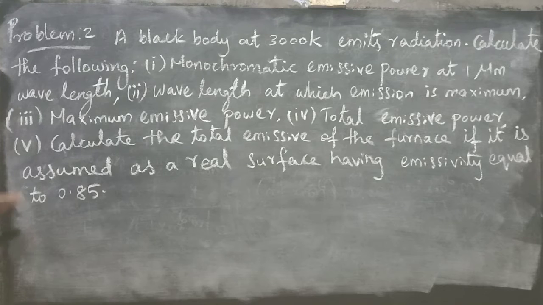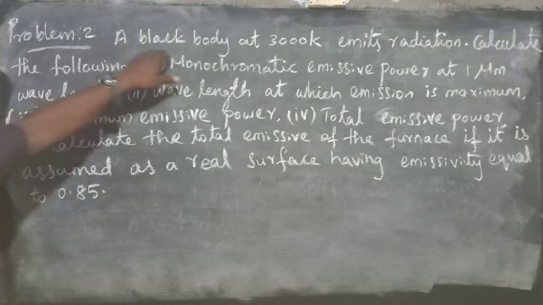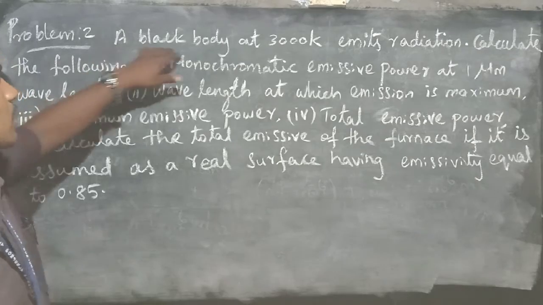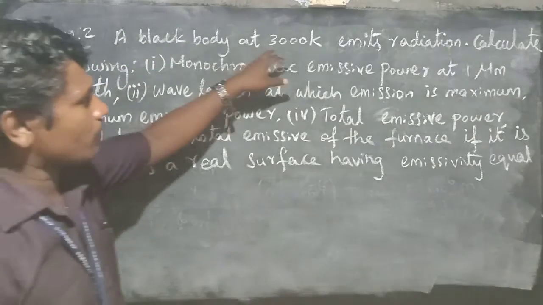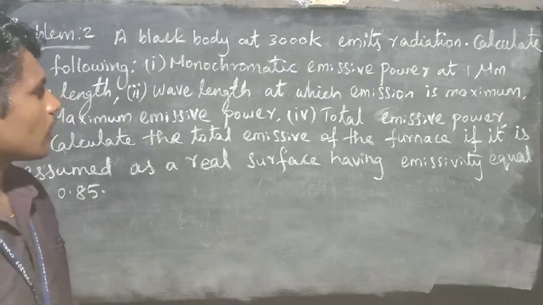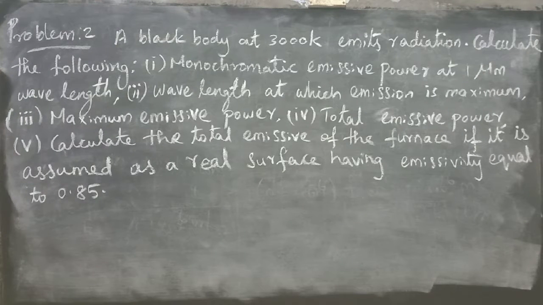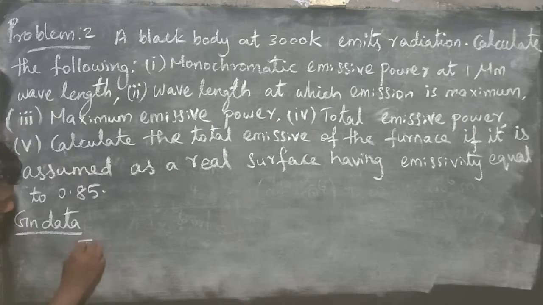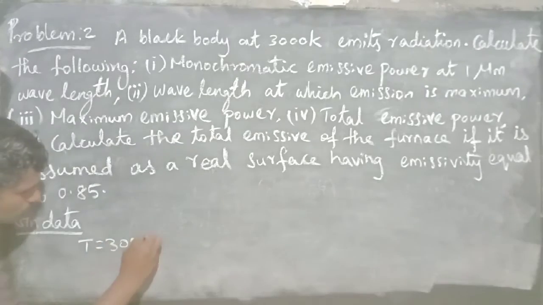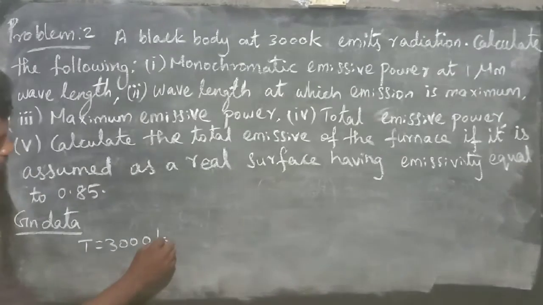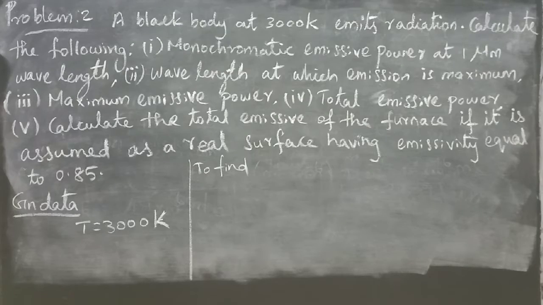In the problem itself, they have given the type of radiation. It's a black body radiation. It has a temperature of 3000 Kelvin. Only one data is given. Given data: temperature, that is 3000 Kelvin. To find, calculate the following.